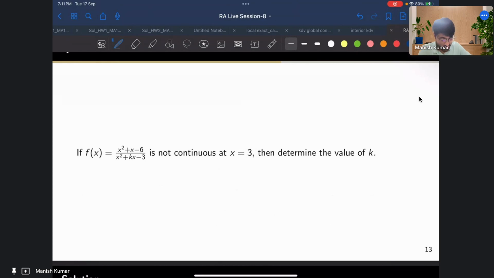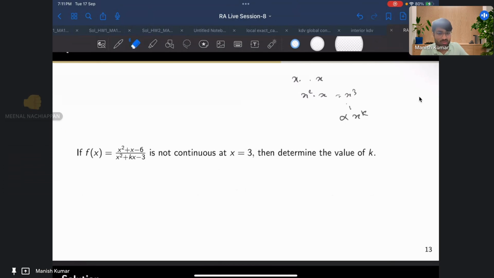Maybe I'll just say it, but it's very trivial. You know x is continuous. So x times x, the x square, is continuous. Then again you multiply by x, then x cube is continuous. Then you can say x raised to the power k is continuous for all k. Now if you multiply by alpha, then this is also continuous, right? So in this way you can say that polynomials are continuous functions.